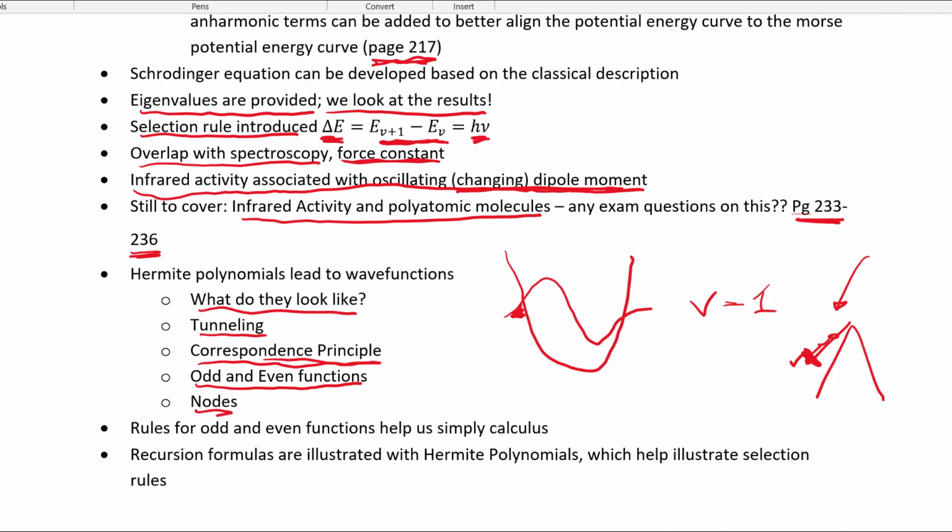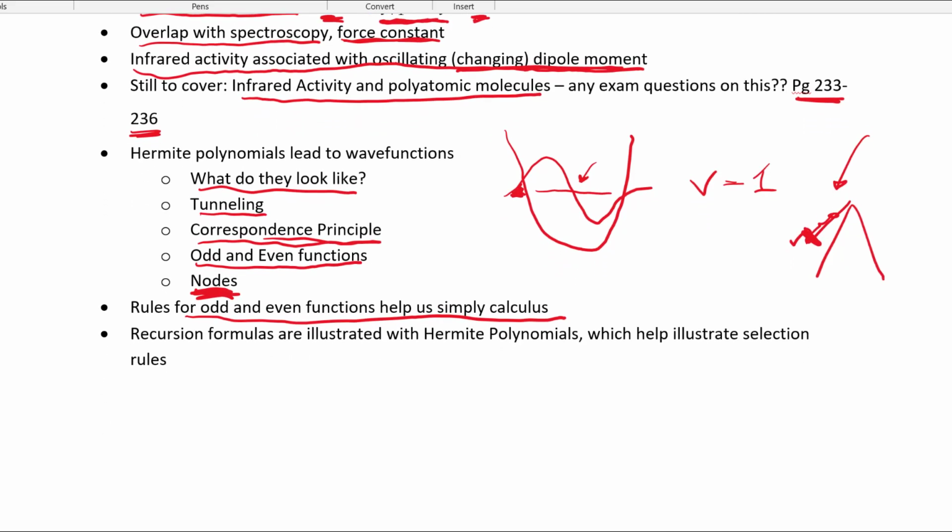We also start to understand that the more nodes there are, the more zero points. So here's a node in the wave function where the wave function crosses zero. The more nodes, the higher energy the system is, and we're going to see that consistently as we move towards hydrogen atoms. So as I said, these rules for odd and even functions help us simplify the calculus. And we're also introduced to some recursion formulas that start to illustrate and demonstrate how those selection rules that seem very abstract fall simply out of the mathematics.